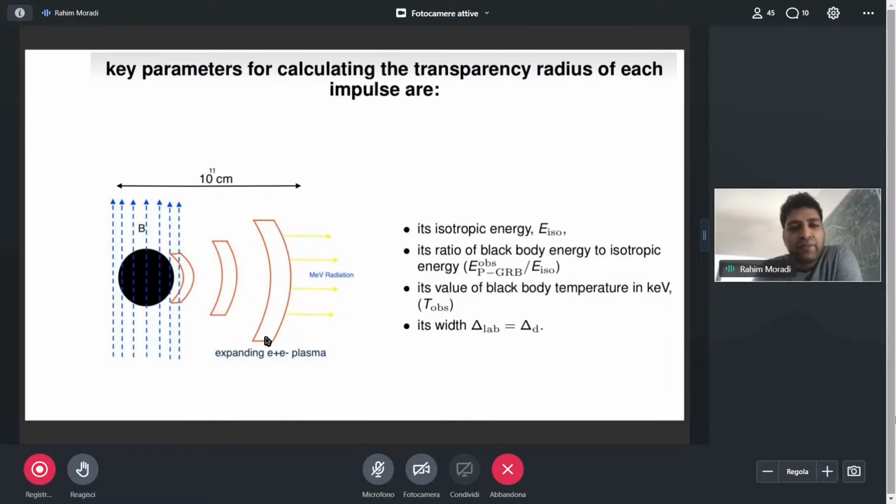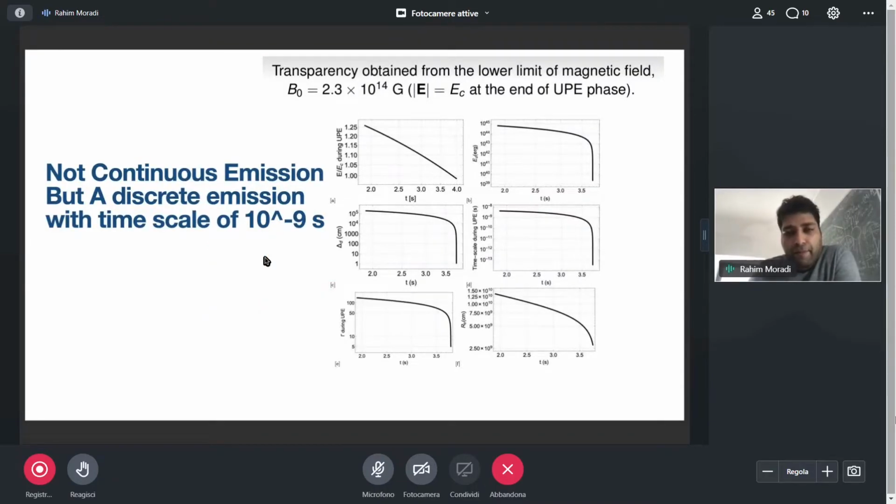What we need to calculate is the characteristic of this expanding shell: the first one is its isotropic energy, the second one is the ratio of the black body energy to the total isotropic energy, then the value of the observed black body, and at the end, the width of this flying shell. And if we set it in a way that at the end of the UPE phase, with only 2 to 4 seconds, at 4 seconds we have E equal to E critical, and after that the electric field drops.